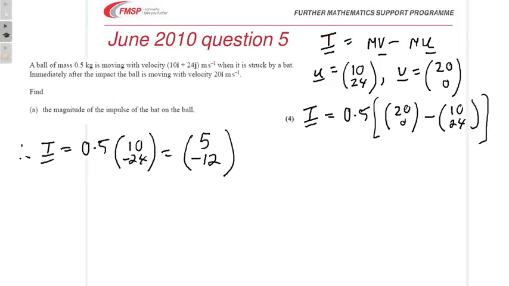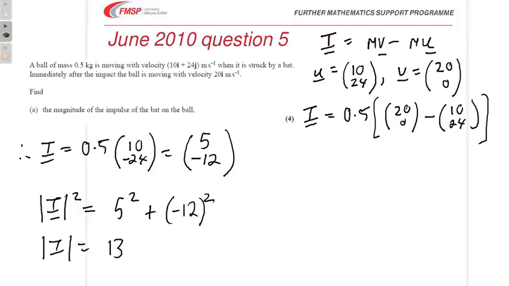And we're nearly there, we've nearly got the 4 marks, but read it carefully. The question asks for the magnitude of the impulse on the ball. So the magnitude of impulse squared, the usual method for finding the magnitude of a vector in 2 dimensions, is 5 squared plus minus 12 squared, which comes to 169. So the magnitude of impulse is 13 Newton seconds. That's this part of the question done.